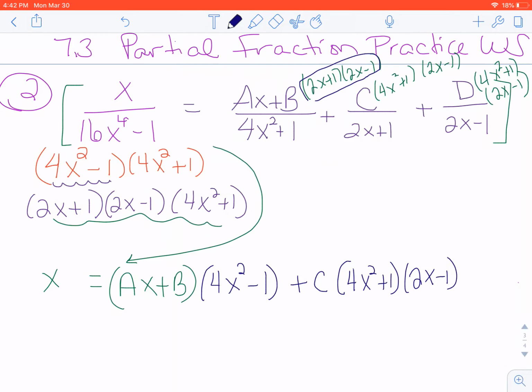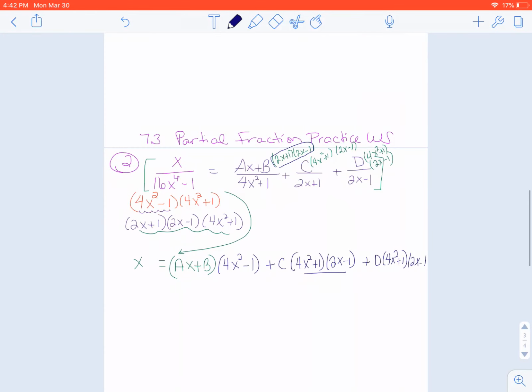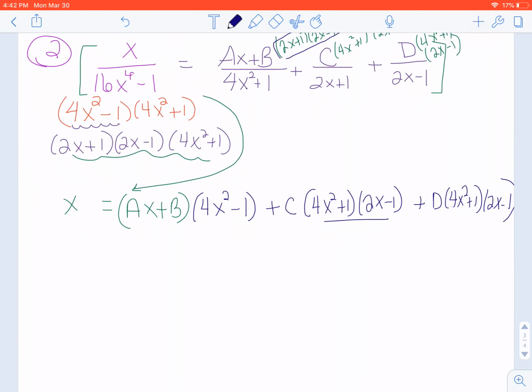I'd suggest multiplying the two expressions together first, and then distributing the c through. The last part that we still have to multiply is d, and that gets multiplied by 4x squared plus 1 and 2x plus 1. Again, I suggest multiplying those two together first and then distributing the d through. So you can see there's a lot of foiling involved here. Be careful with your foiling. There are a lot of easy mistakes that can be made.